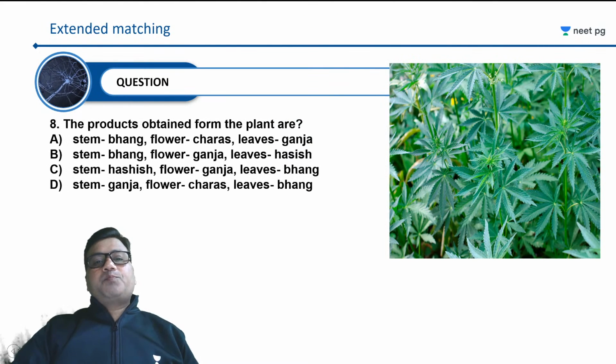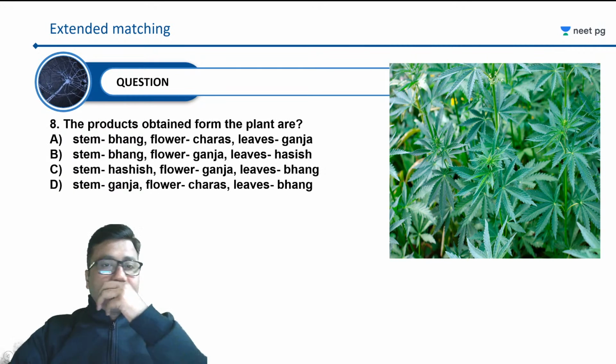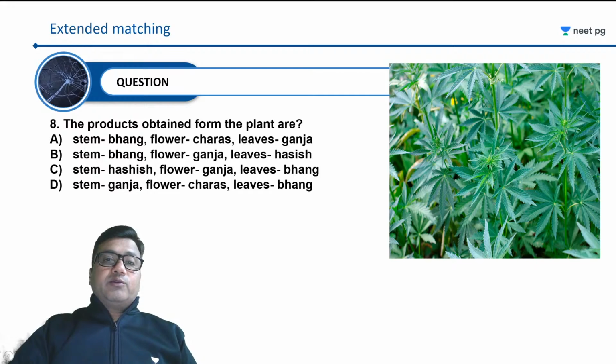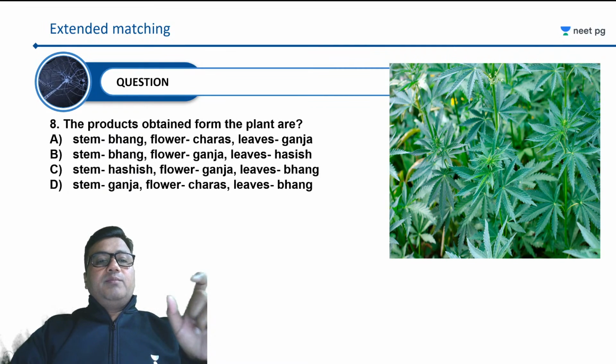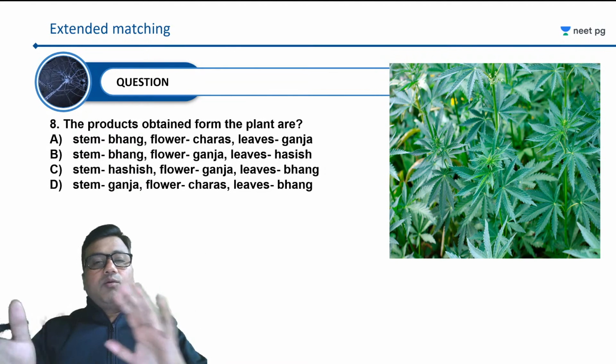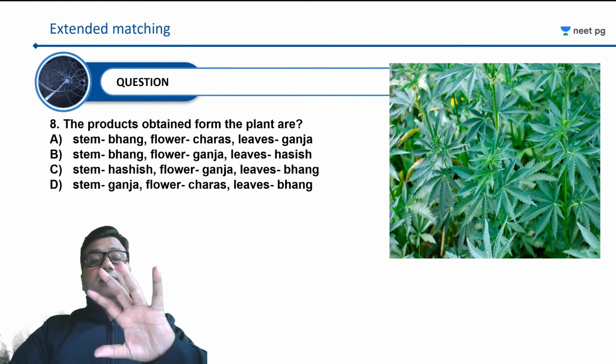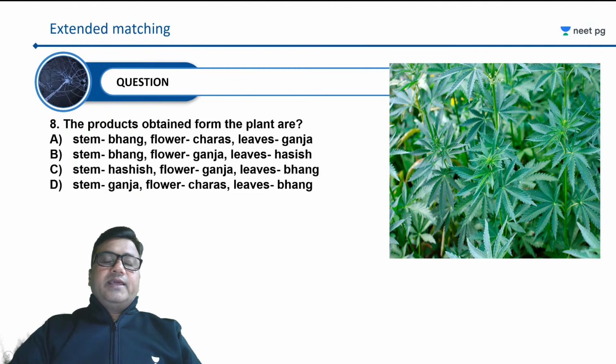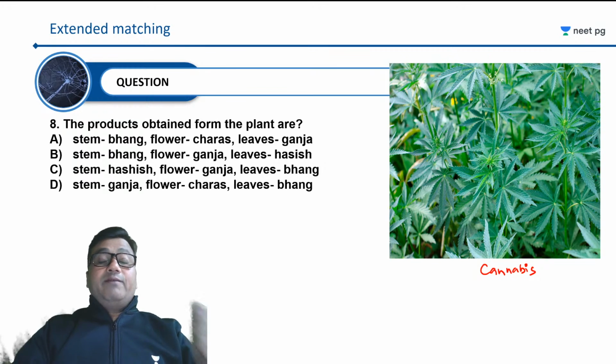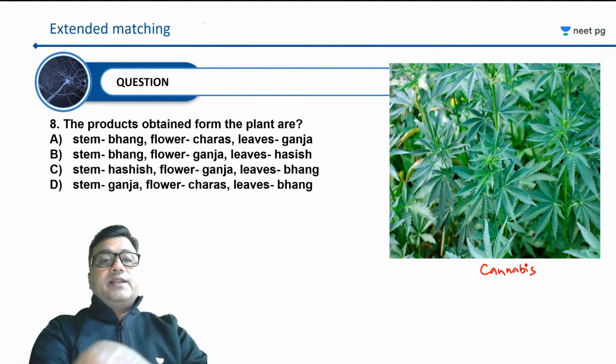Okay, let's move further and see one more extended matching kind of question where a photograph has also been included. There is a photograph and the question is: the product obtained from the plant R. Then we have combinations A, B, C, D: stem, bhang, flower, charas, leaves, ganja. The option is telling us that we are looking at the plant called the cannabis plant, and from the cannabis plant we get three products.